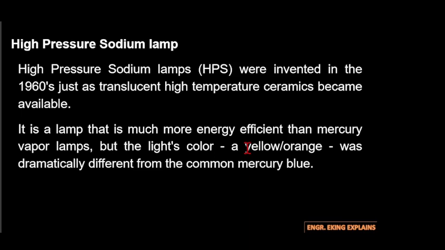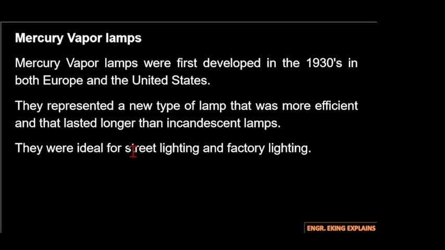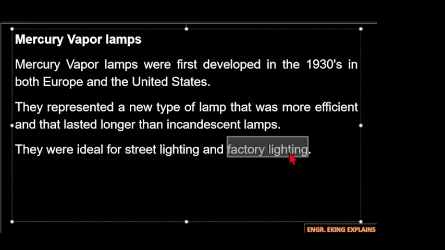we will choose the white, blue, or the color na ini-emit ng mercury na gas na lamp, katulad nung sa fluorescent. So the light of a fluorescent is a white blue. So katulad din ng mercury vapor lamp, it is a white blue. So mercury vapor lamp was first invented or developed in 1930s. Then they represented new type of lamp that was more efficient and lasted longer than incandescent lamp. So they were ideal for street lighting and factory lighting. If you want to cover a much larger area using only a single bulb, ito yung ginagamit, mercury vapor lamp.